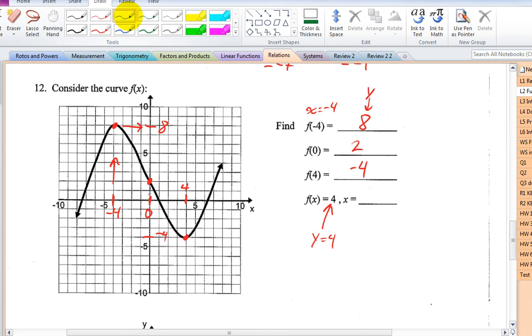Is there only one x value? Here's y equals 4. There's a point. And, oh, tricky. At 4, we have 2 points. So we should actually, for x, have two answers: negative 6, comma, negative 1. There's two x values for that y value of 4. That's a little bit different.